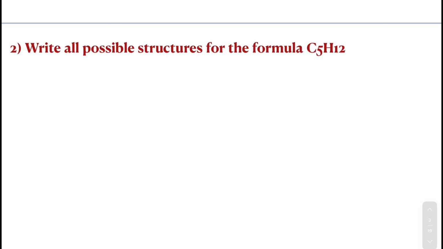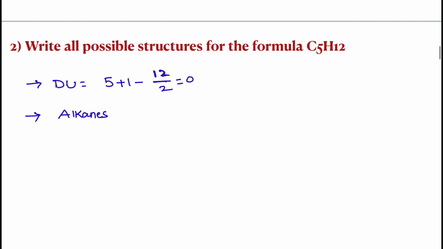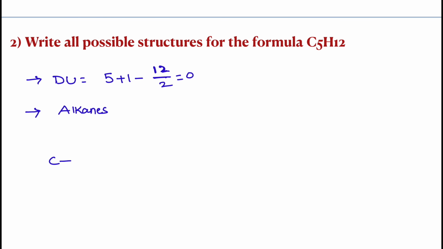Now let us solve another question. The given formula is C5H12. Same pattern I'm going to follow. The first step, I'm going to find the degree of unsaturation. Number of carbon atoms 5 plus 1 minus hydrogen atoms by 2. Again the degree of unsaturation is 0. For a hydrocarbon with 0 degree of unsaturation, the possible structures are alkanes. After completion of this, first I will write only the 5 carbon chain. So this is 1, 2, 3, 4, 5.